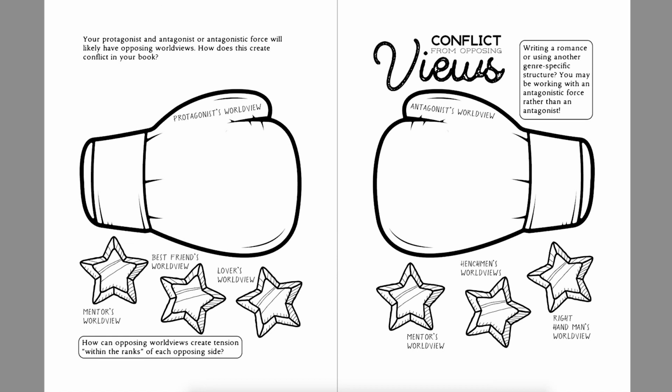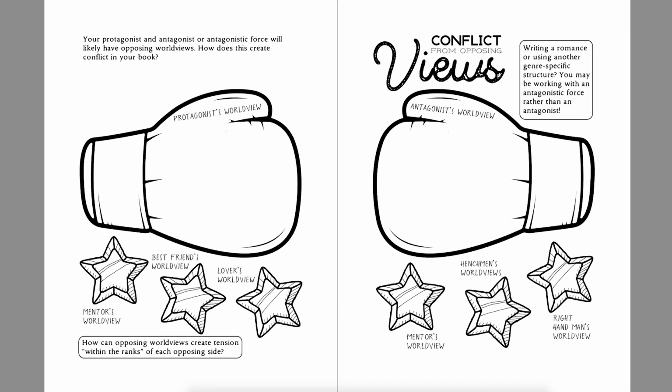You also want to consider the protagonist worldview, the antagonist worldview, and think about how the story has conflict based on these opposing views. And so you can also bring in worldviews from other people on each side. So that could be like the mentor's worldview, a best friend's worldview, a lover's worldview. So the protagonist is probably going to have conflict with the people that he or she loves in their life. Additionally, the antagonist is going to have the same thing.